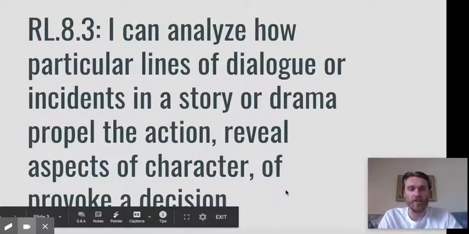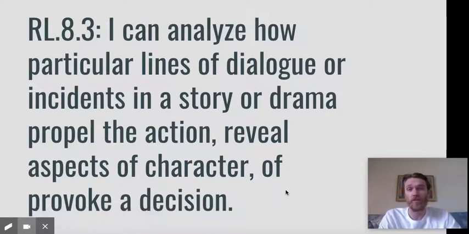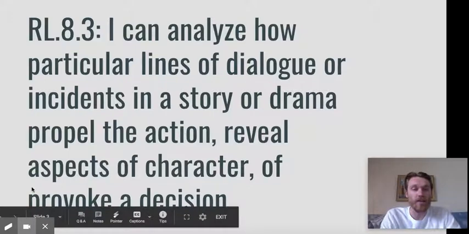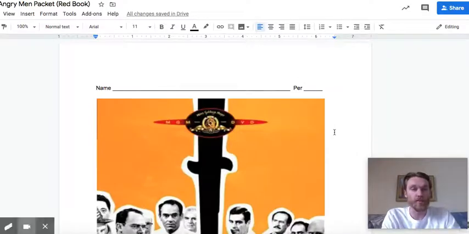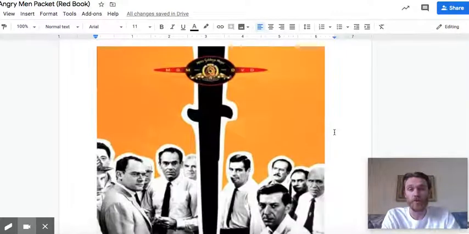The first standard and the biggest standard we're going to focus on through this unit is analyzing how particular lines of dialogue or incidents in a story or drama specifically reveal aspects of character. The other one, there is a movie version for this play, beautifully done. So we'll look at some clips from the movie and compare that filmed production, the filmed version, to the drama, the text, the script.